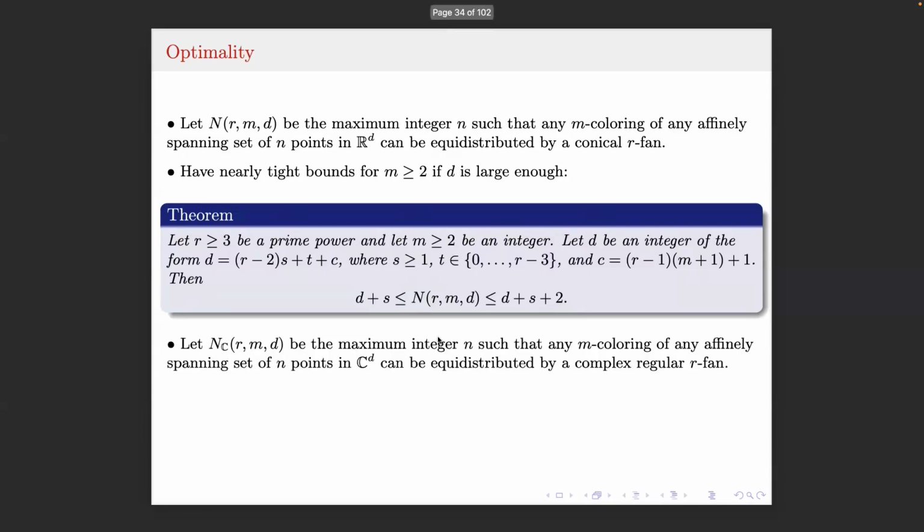All right. And likewise, in the complex setting, you can ask again for the maximum integer such that any M-coloring of a complex affinely spanning point set in C^D can be equidistributed by a complex regular R-fan. And for here too, we expect things are tight, but we've only been able to get an upper bound when R is equal to 2. So at least in those pictures that I had before. So now when M is at least 1 and you express D in this way, then the lower bound that you get from the theorem is this, and then you have the following upper bound. So again, off by 2 once D is large enough.